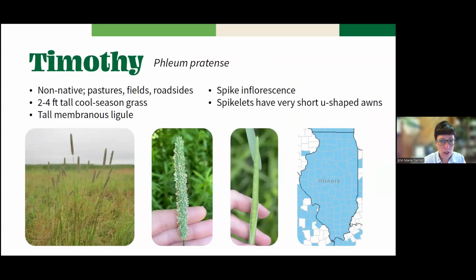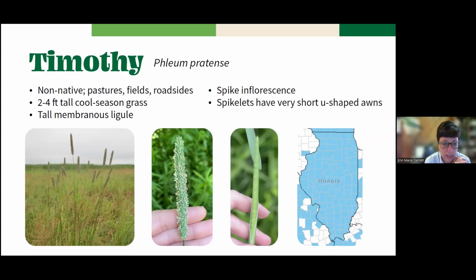Okay, our next one we're going to look at is Timothy. Timothy again. Same thing, non-native, cool season, about 4 feet tall. This one I find has a pretty tall membranous ligule, more like the reed canary grass. And then it's going to produce this spike inflorescence. And each of those little spikelets is going to have these extremely short kind of U-shaped awns. I can't remember if I put a picture of that in here.